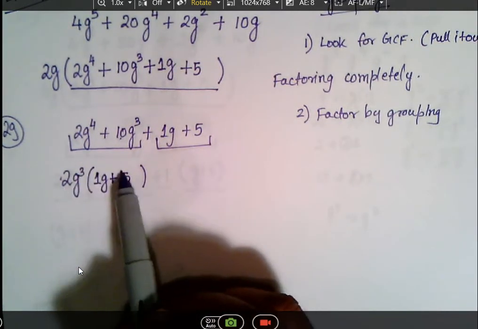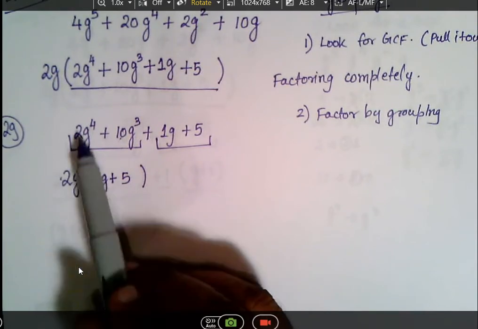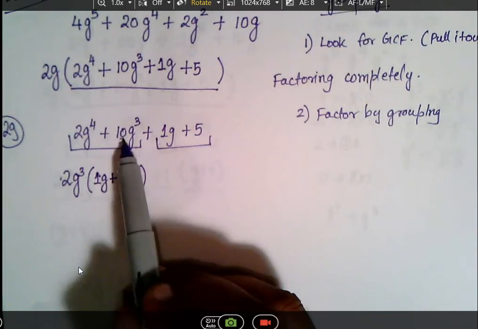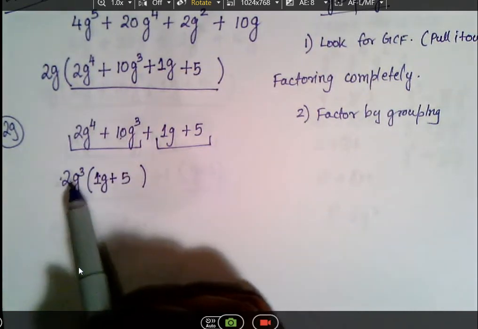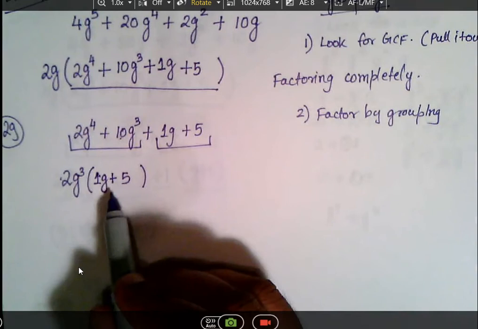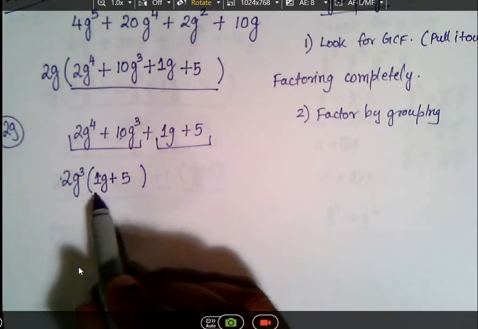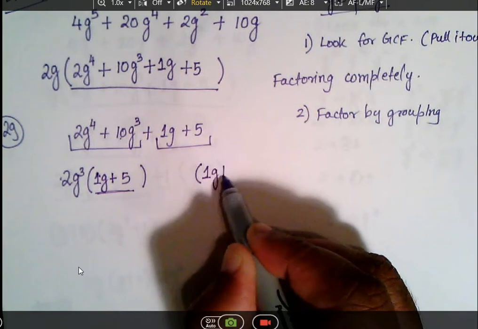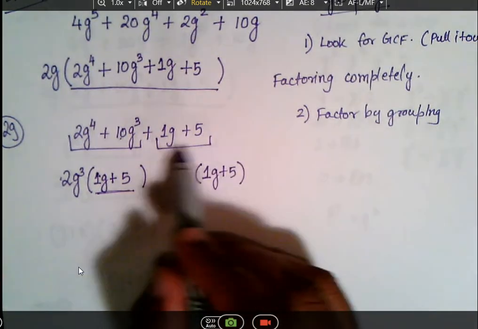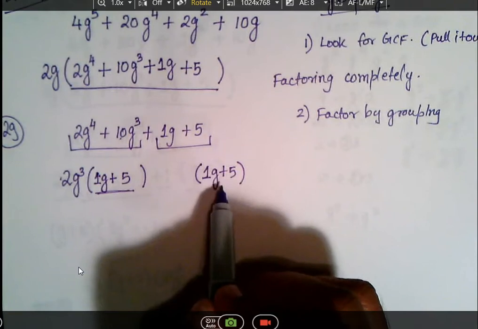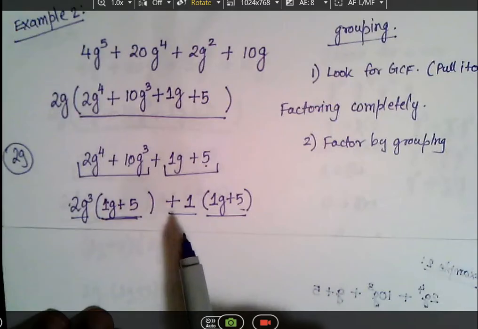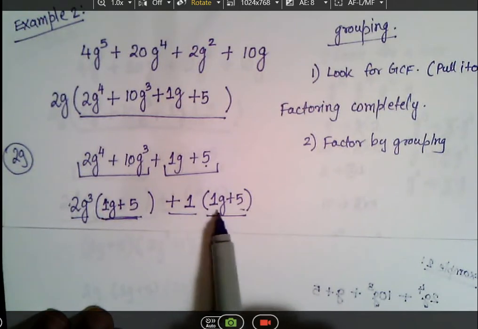If I quickly multiply it back, 2g cubed times 1g is going to give me 2g power 4. 2g cubed times 5 is going to give me 10g cubed. So I'm getting back my 2 terms. Remember, I want to keep the binomial factor the same on this side also. Before I pull out a GCF between these 2 guys, I want to make sure my binomial factor is one and the same. So I have my binomial factor that is common.